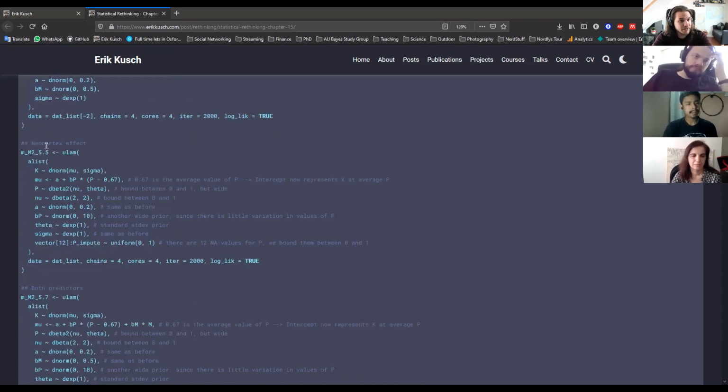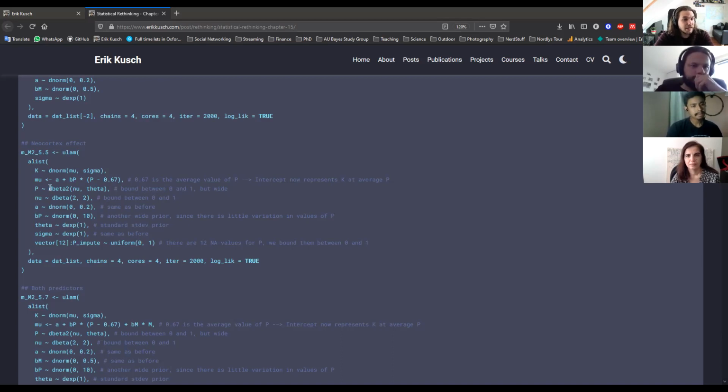Second model is neocortex effect by itself, which in this case, for each computation here, I just took 0.67, which is the average neocortex percentage, off of my value for P, the neocortex percentage, so that the intercept would now represent K, the milk energy content for the average neocortex percentage. I could have also just completely skipped that, but I just wanted to see what happens.